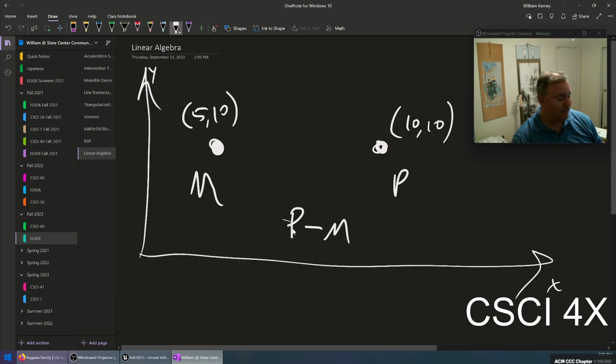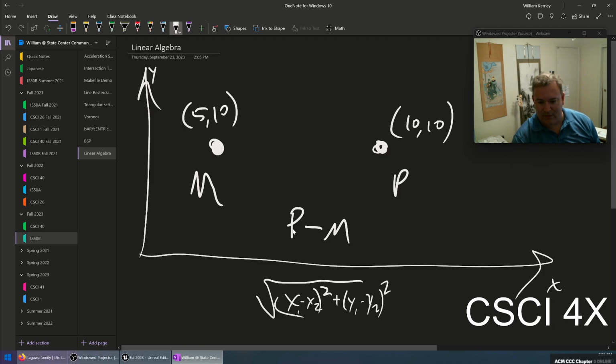A vector just means more than one number. What you do is you subtract out the x components, you subtract out the y components. And then you can square them and square root them, but at that point it doesn't really matter. So if you want the full Pythagorean theorem, it's the square root of x1 minus x2 squared plus y1 minus y2 squared, or you can just eyeball it and say it's 5 to the right. You know what I mean? So this is Mr. Pythag here.